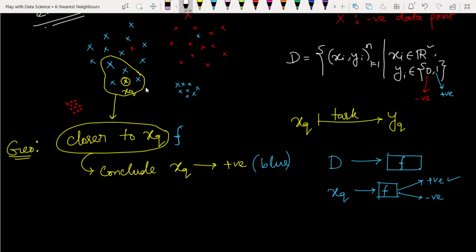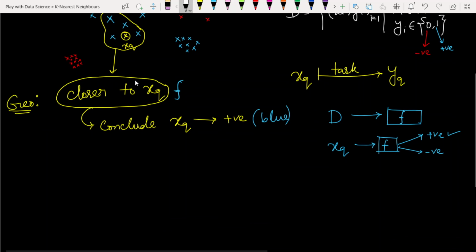To avoid this problem, we introduce the concept of k. Here k is a hyperparameter. According to k, we decide: if we choose k equals 3, we choose the 3 neighbor points, the 3 closest points. If we choose k equals 4, we choose the 4 closest points. If we choose k equals 5, we choose the 5 closest points of the query point. This is the crux of the concept.